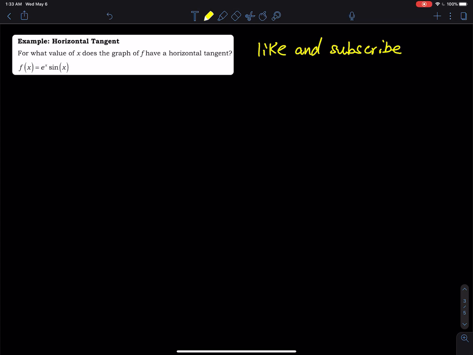This is about horizontal tangent. So what is horizontal tangent? Horizontal tangent means the tangent line is a horizontal line. So let's say we have a parabola that looks like this. At the vertex, the maximum point, the slope at that point is equal to 0. That means the tangent line is a horizontal line. What is the slope of a horizontal line? The answer is, the slope of a horizontal line is 0.